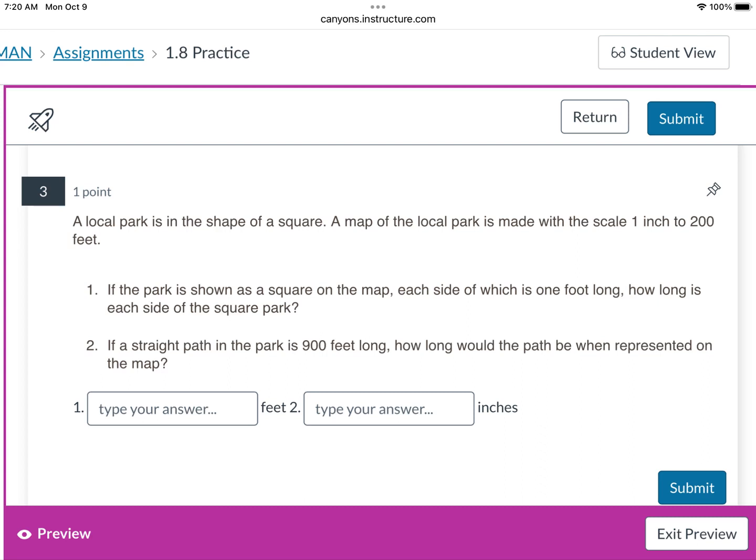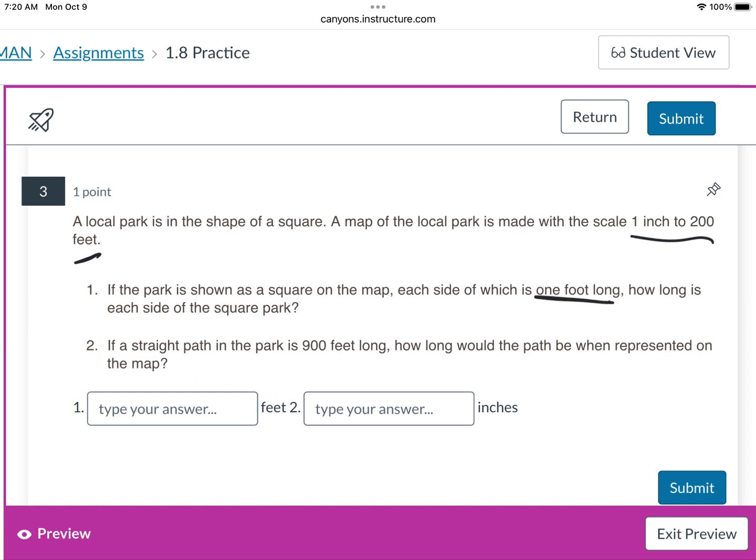All right, number 3 says a local park is in the shape of a square. A map of the local park is made of a scale of 1 inch to 200 feet. Okay, if the park is shown as a square on the map, each side of which is 1 foot long, how long is each side of the square park?